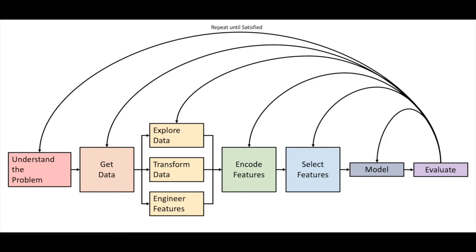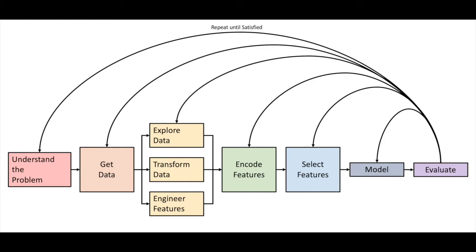And then number eight is just to repeat the steps as needed. So say you've made this model, and it's not giving you the performance that you need it to give you. So you might think, oh, well, I need more data. In which case you'd have to go all the way back to step two, getting the data, and then you'd have to go back through exploring, cleaning, transforming, and engineering features. You'd have to encode features. You'd have to select features. You'd have to create a new model and then evaluate it again.